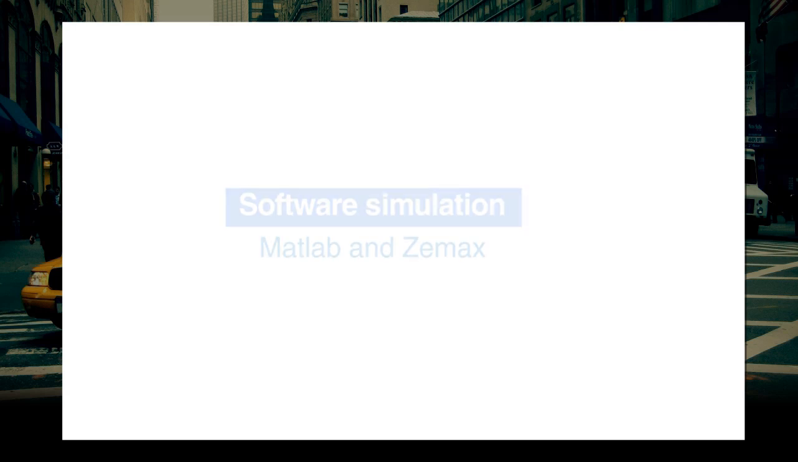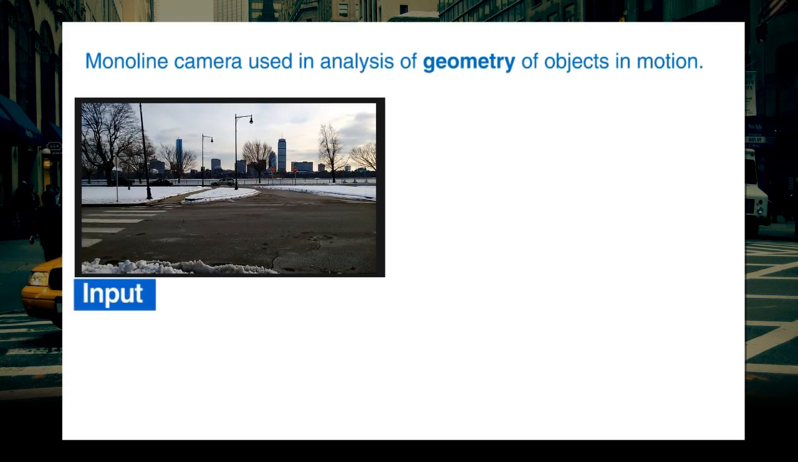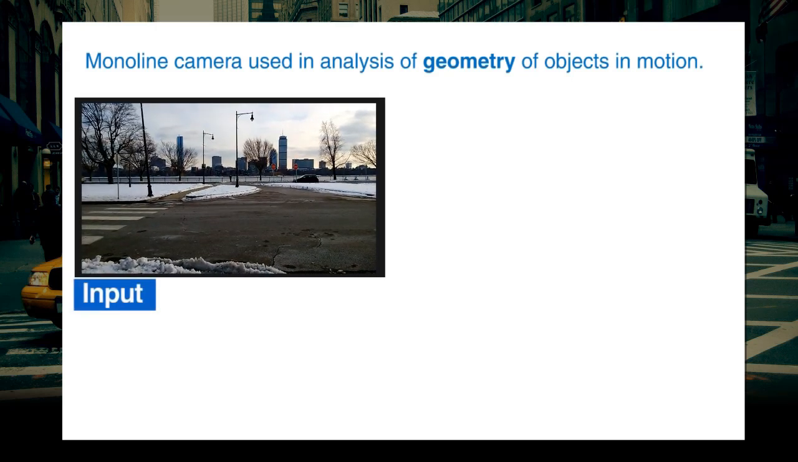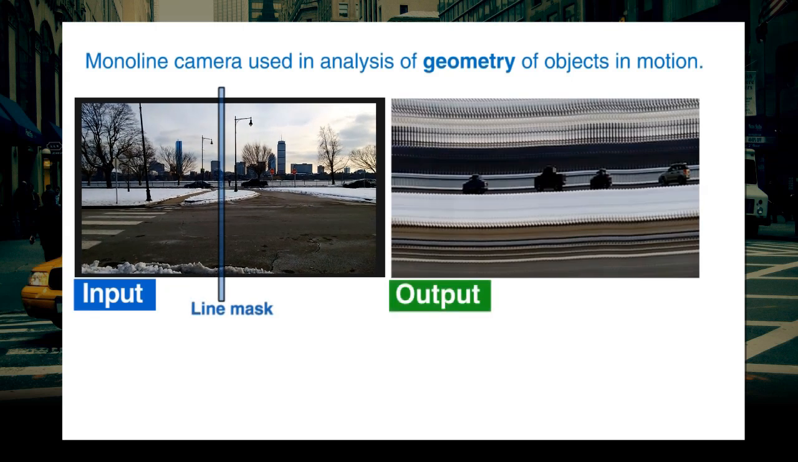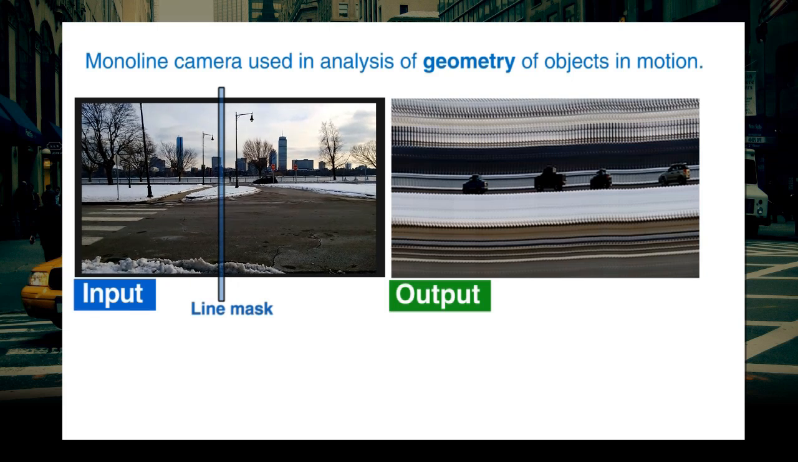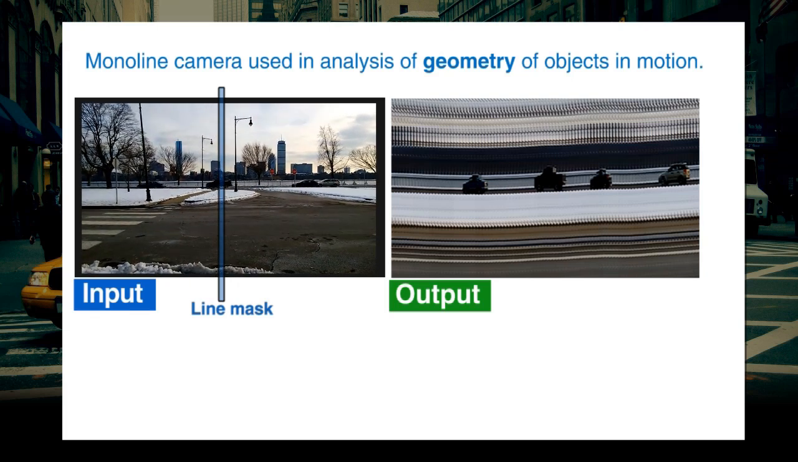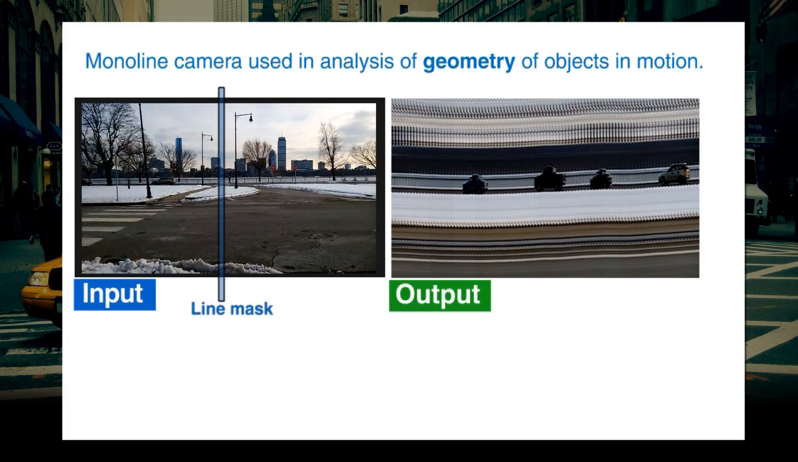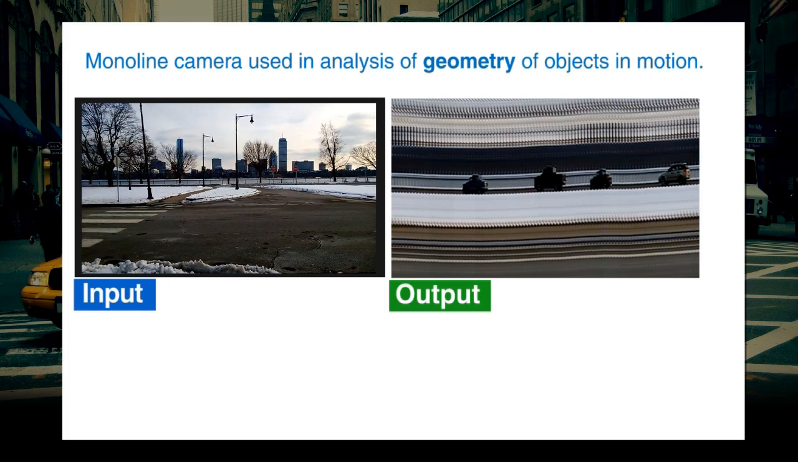We now show how monoline camera can be used to analyze geometry of objects in motion. The scene depicted shows a set of moving cars on a street. Here, the monoline camera captures one line of this scene. We can see the output of monoline camera capturing the sweeping motion of the cars alone. From the geometry of the cars, we determine which car is moving the fastest. The fastest car will appear for the least time on the single line and hence will appear the shortest.